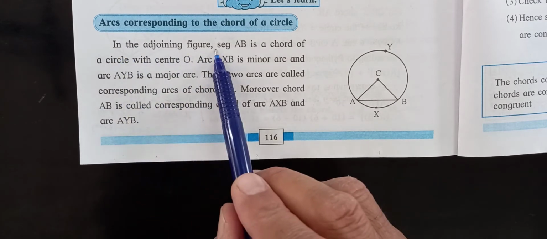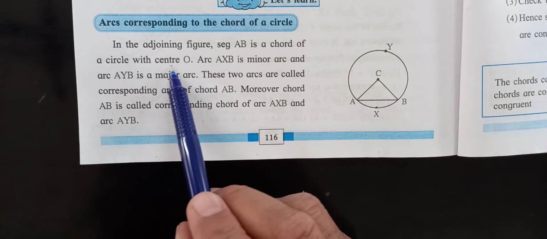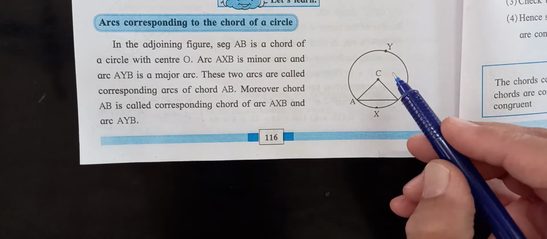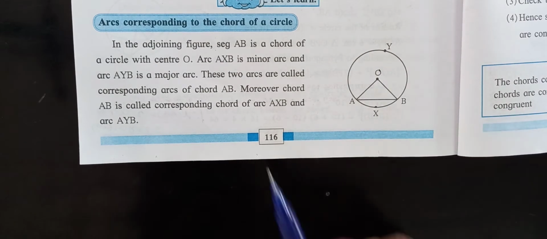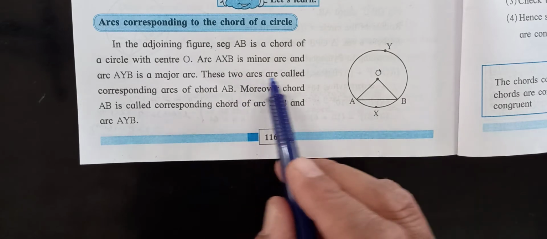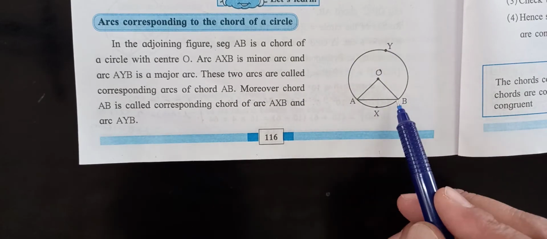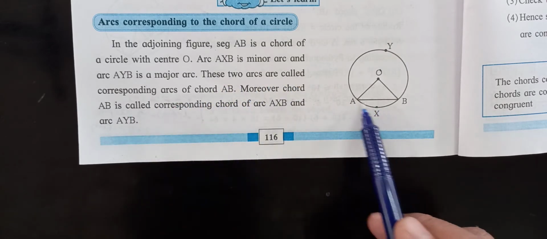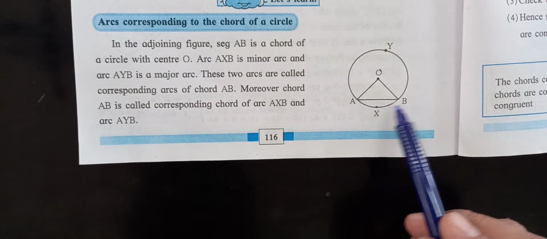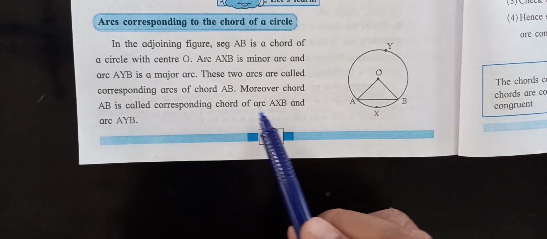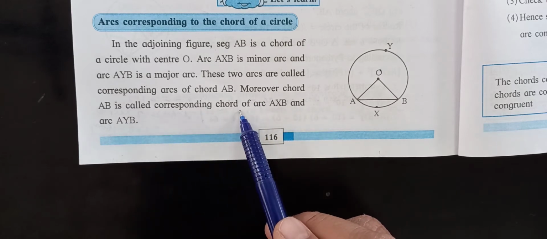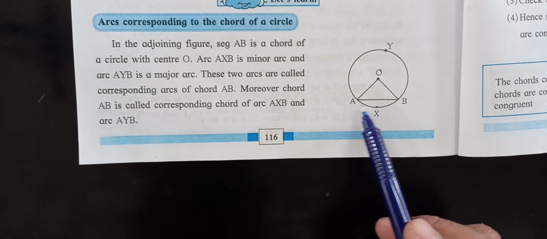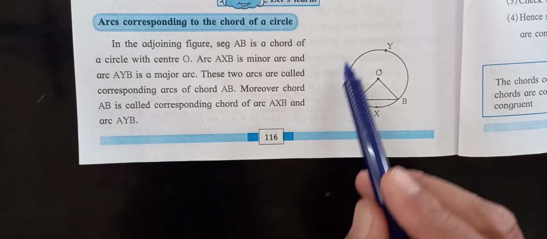So in the adjoining figure, segment AB is the chord of a circle with center O. Here they have given O, but maybe it is a printing mistake, so this is O. Okay, no problem. Arc AXB is the minor arc, and AYB is the major arc. These two arcs are called corresponding arcs of chord AB, meaning this side is the minor arc and this side is the major arc. Moreover, chord AB is called the corresponding chord of arc AXB and arc AYB.